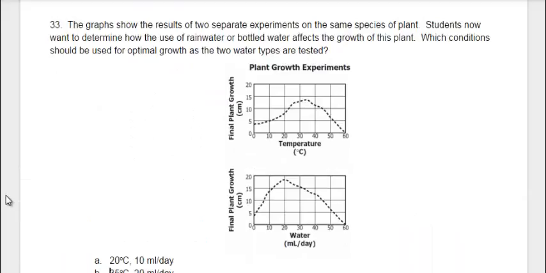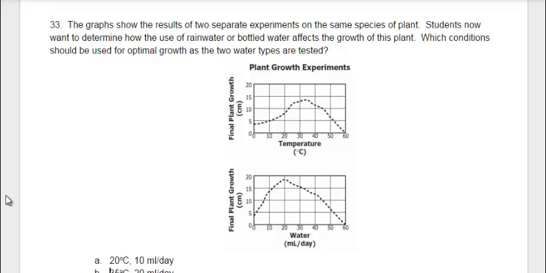33. Graphs show two separate experiments in the same species of plant. The students now want to determine how the use of rainwater or bottled water affects the growth of this plant. Which condition should be used for optimal growth as the two water types are tested?